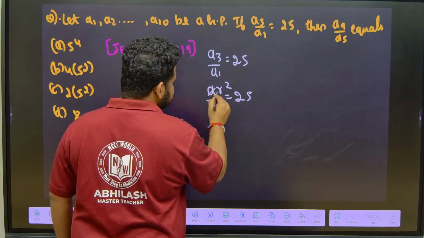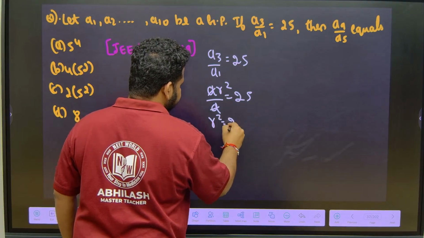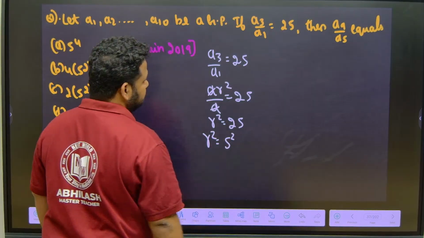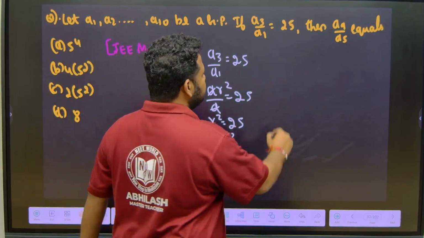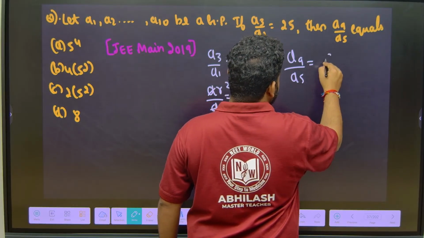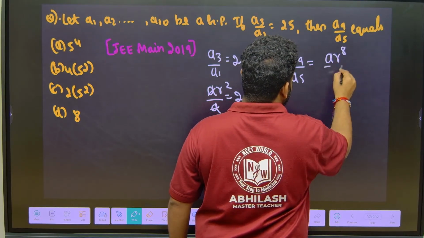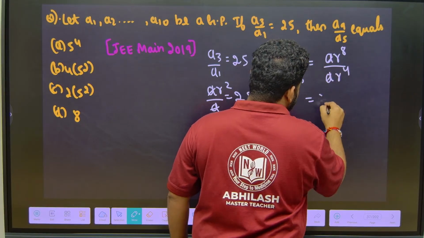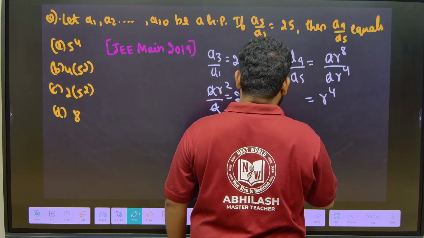So A cancels, R square is equal to 25, or I can write it as R square is equal to 5 square. Now they are asking us A9 by A5. I can write it as A into r to the power of 8 divided by A into r to the power of 4. A cancels, and I will get r to the power of 4.